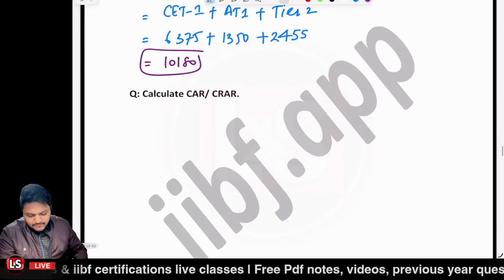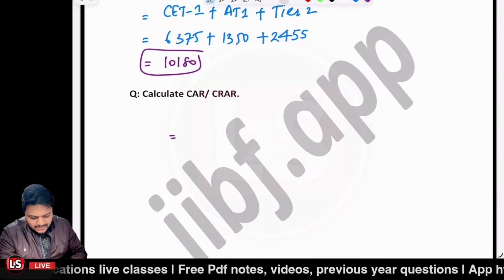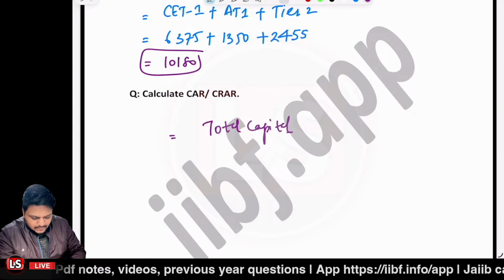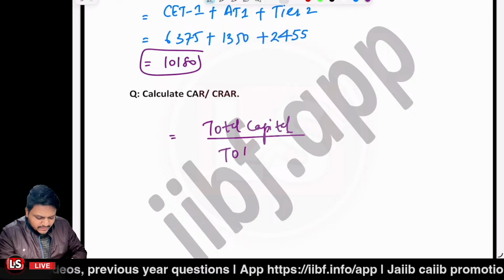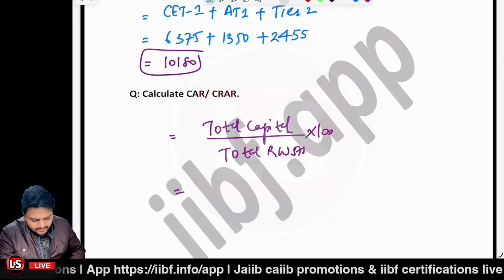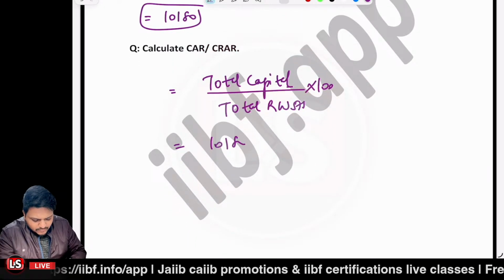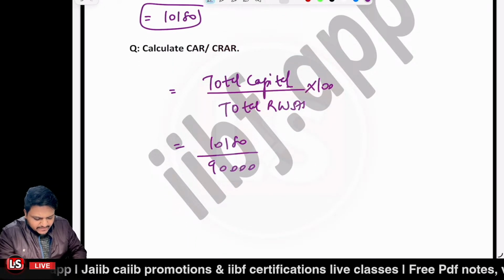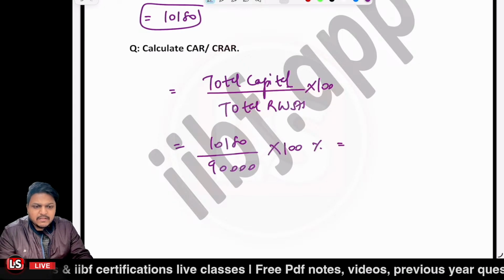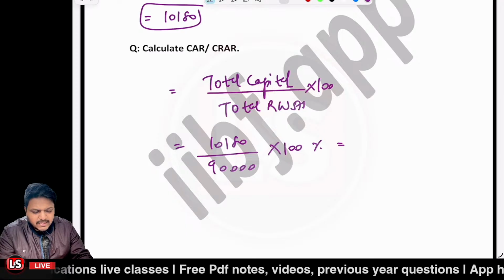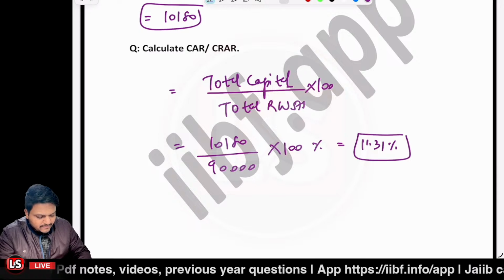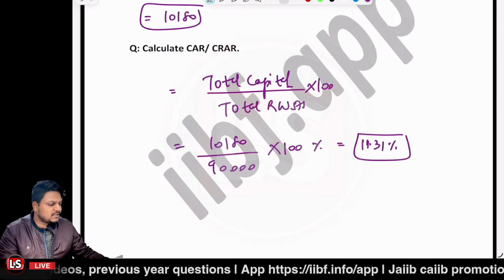And if we are to calculate the CAR, that would be equal to total capital divided by the total risk-weighted assets, multiplied by 100. So we are given total capital to be 10180. Total risk-weighted assets are given in the question itself, 90,000 multiplied by 100%. So that is 10180 divided by 90,000 and percentage, that is 11.31%. And that would be the correct answer here.